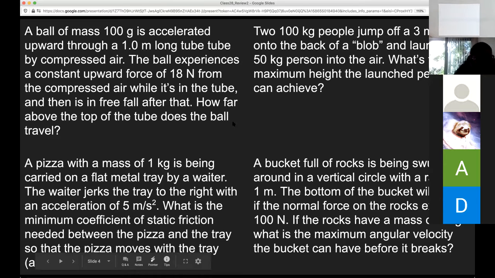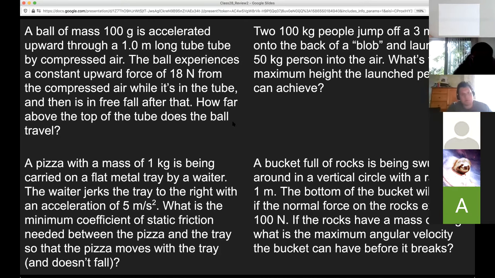The ball of mass 100 grams is accelerated upwards through a 1 meter long tube by compressed air. The ball experiences a constant upward force of 18 newtons from the compressed air while it's in the tube. Then it is in free fall after that. How far above the top of the tube does the ball travel?